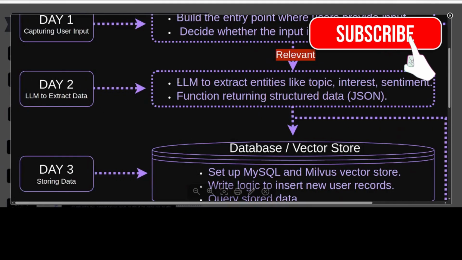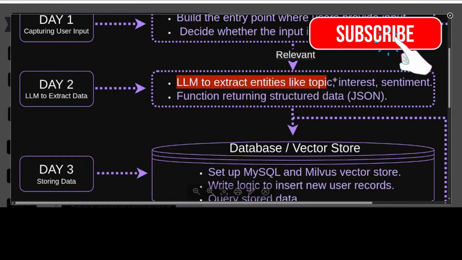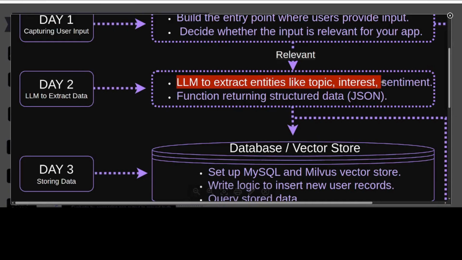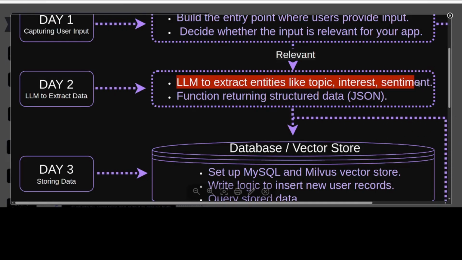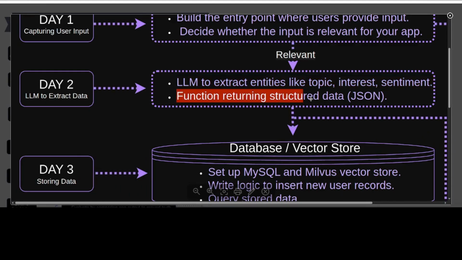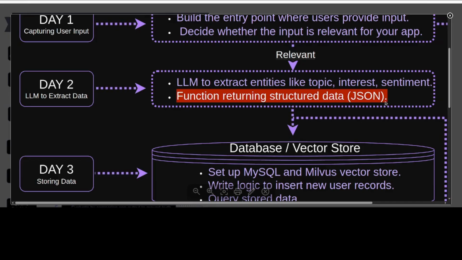For day 2 we will use an LLM to extract relevant entities from user input. We will prompt the LLM to return JSON outputs. Remember, at the beginning of this video, we set up a VLLM server serving GPT-OSS. We will use it starting from day 2 till the end of the challenge.